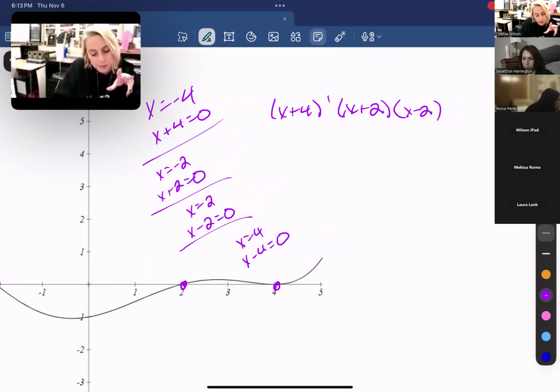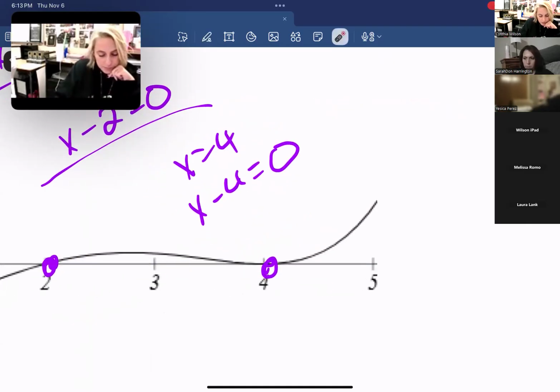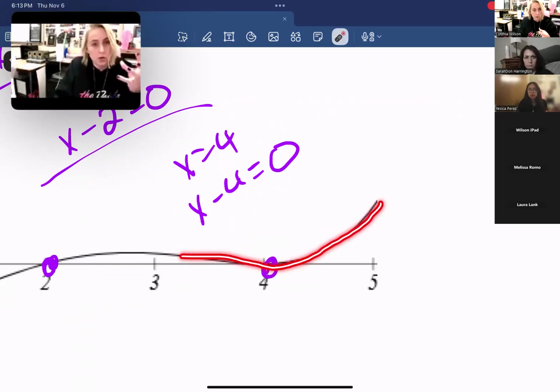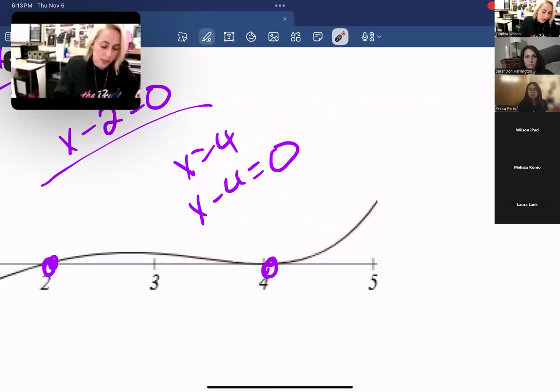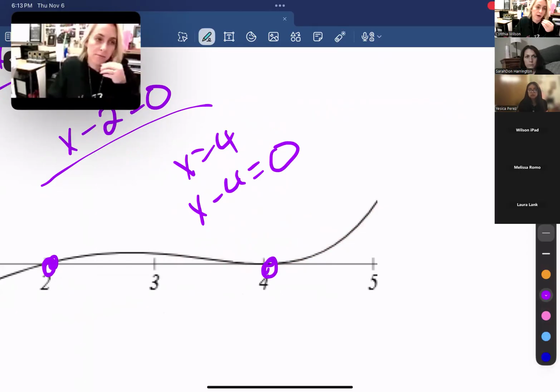The x equals 4, however, this is what I call a bounce. It hits the 4 and then comes back up. So it doesn't go through the x-intercept, it hits it and then goes back. So it doesn't change signs there. So that means at the very least, it has a multiplicity of 2.